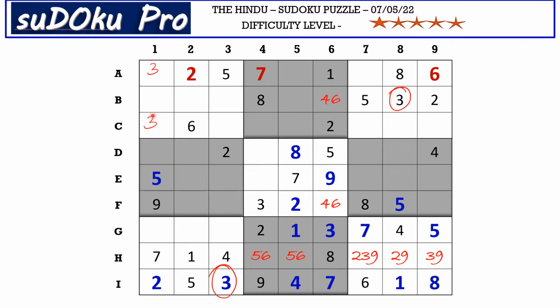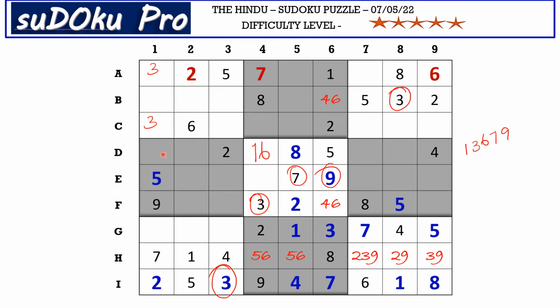Now in D row, there are 5 empty cells, and the missing numbers are 1, 3, 6, 7 and 9. You can see 3, 7 and 9 blocking from here. So D4 takes 1, 6.